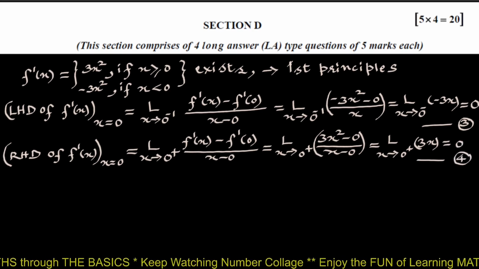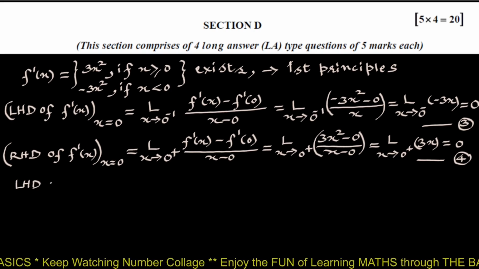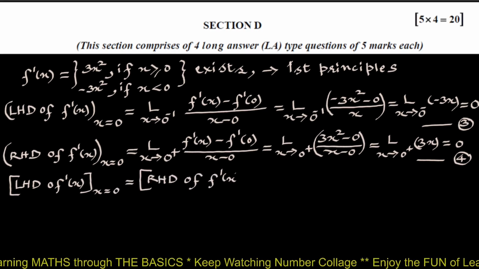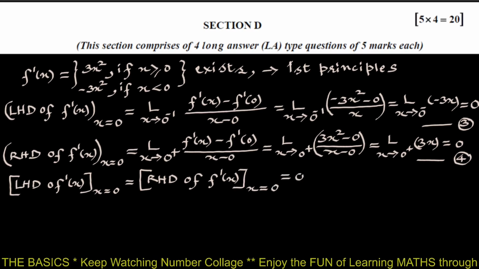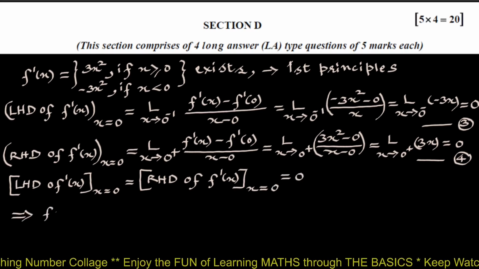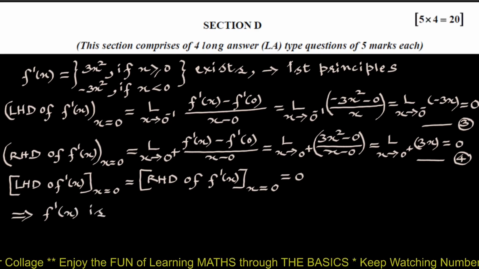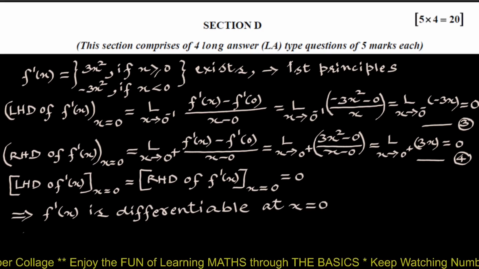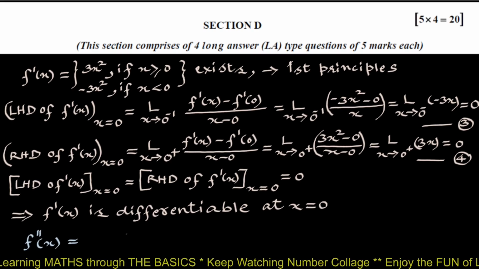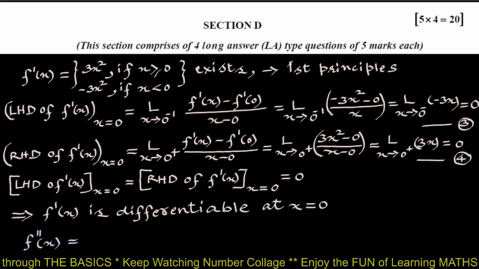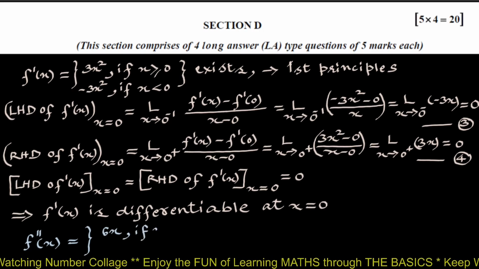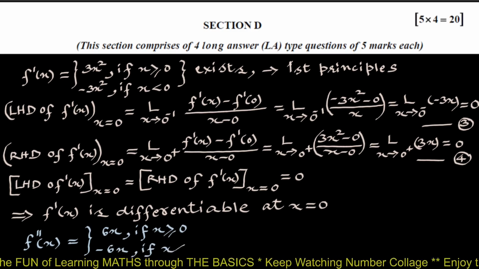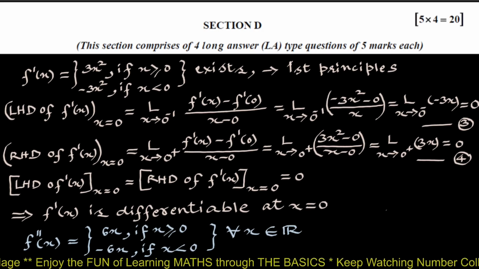Now from 3 and 4 we have left hand derivative of f'(x) at x equals 0 equals right hand derivative of f'(x) at x equals 0 equals 0, which implies f'(x) is differentiable at x equals 0. Now we find the second derivative f''(x) of f(x). It will be f''(x) equals 6x if x is non-negative, and it is minus 6x if x is negative, for all x belonging to the real set.